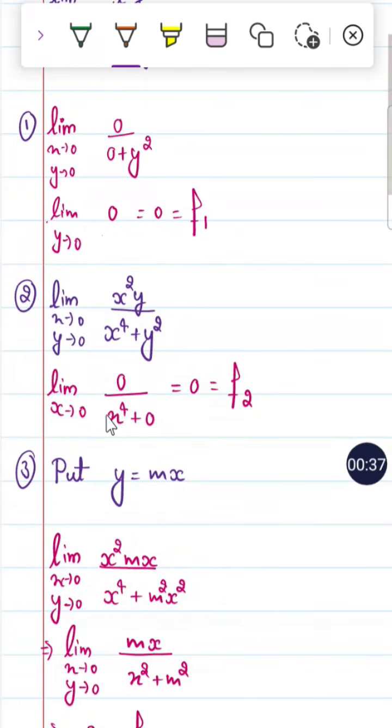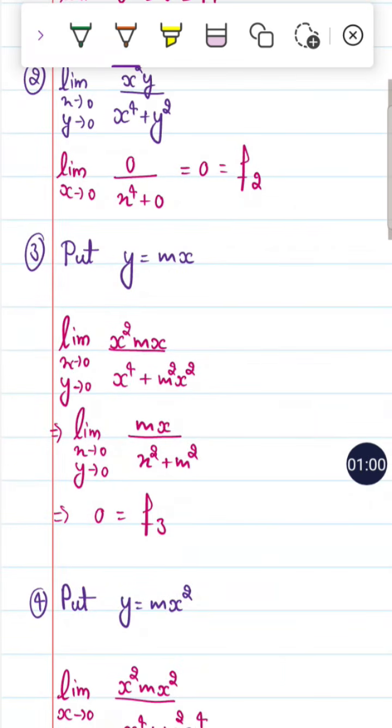Now the second method is that when we have the same function, taking firstly the y limit and the x limit after that. The y limit will become 0 and this term is 0, and the only term left is x to the power 4. After taking x tending to 0, this will become 0. So it is f2.